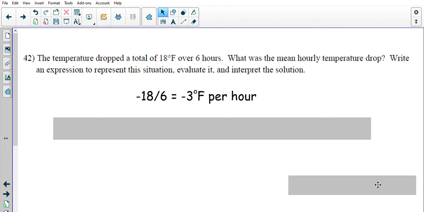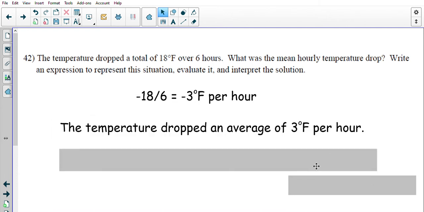We're not giving you the total, we're not giving you each individual temperature, but they're giving you the total drop, so the total amount over those 6 hours. So we actually have a little bit less work to do than in the previous questions. Negative 18 divided by 6 and it is an average of negative 3 degrees Fahrenheit per hour. So we can say the temperature dropped an average of 3 degrees Fahrenheit per hour. Again, your interpret the solution doesn't need to look identical to mine, but it should basically include your solution in the form of a sentence.